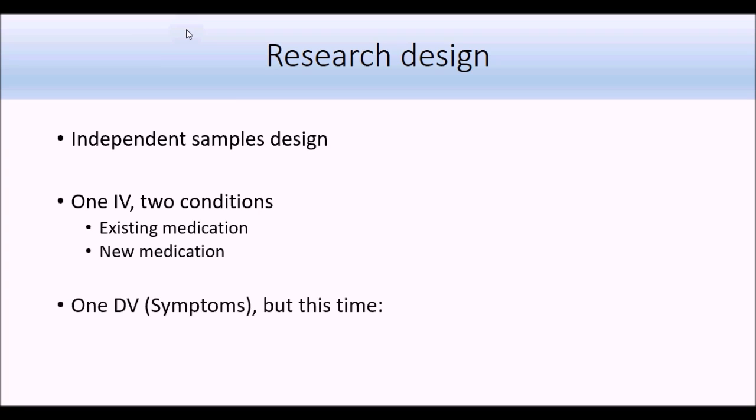We've got an independent samples design then, one independent variable with two conditions, existing medication or new medication, one dependent variable, but this time we've got a dependent measure which is ordinal, it's measured on an ordinal scale, it's a rating scale from 1 to 5. So technically we really can't be certain that the intervals between the levels in the scale are the same. So really we should treat this as ordinal data.